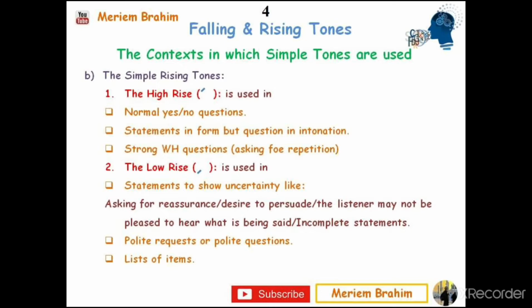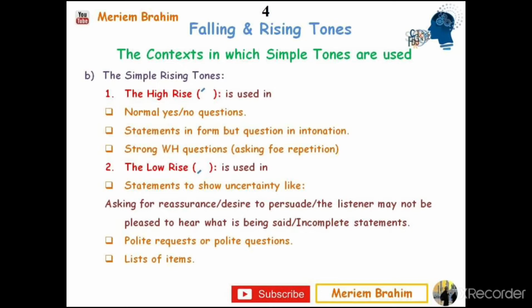However, we use the low rise in some contexts. They are in some statements to show uncertainty. Some statements where we want to show uncertainty, like asking for reassurance, like the desire to persuade someone, or maybe the listener may not be pleased to hear what is being said, or if the utterance or the statement is incomplete. When the statement is incomplete, at the end we use this tone, which is the low rise.